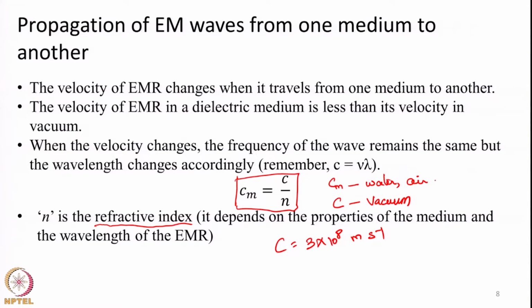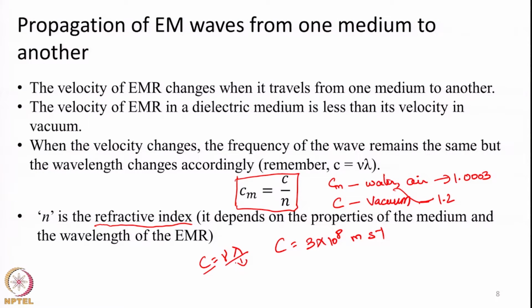Say the refractive index of air is roughly about 1.003, and for water it will be around 1.1, 1.2 or something of that sort, and the refractive index of vacuum is 1. If you substitute in this equation, we can observe that the velocity of EMR travelling through water or air is less than the velocity of EMR in vacuum. We also know the relationship that C is equal to nu lambda. When velocity changes, this relationship will change. How will it change? The wavelength in the medium will change, but the frequency will be preserved.